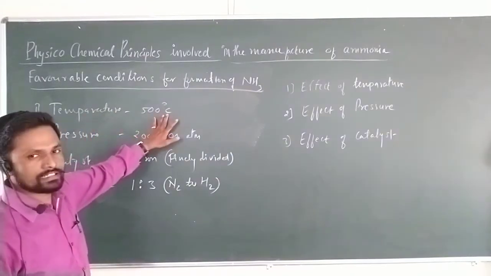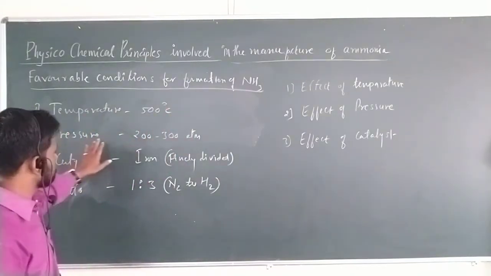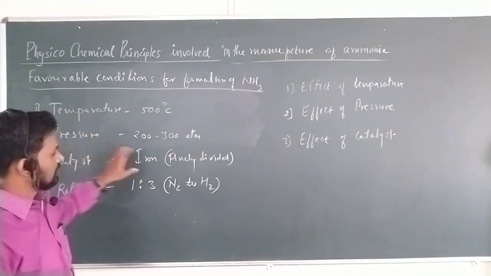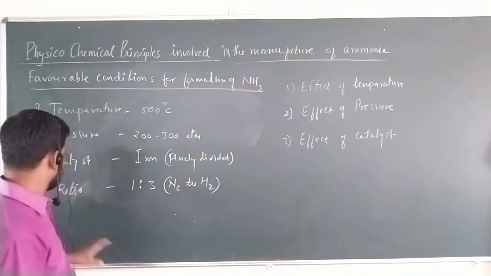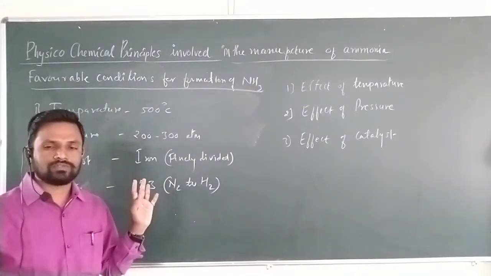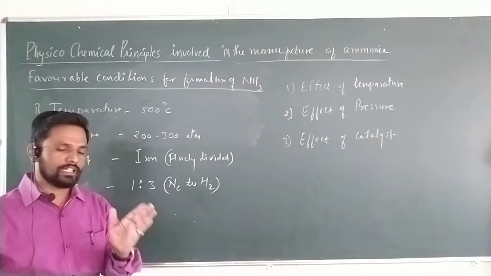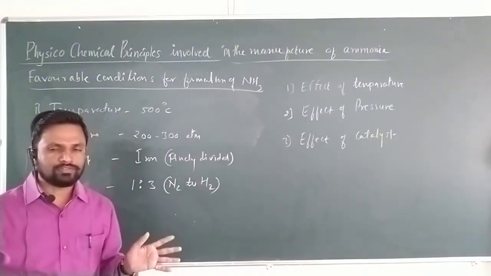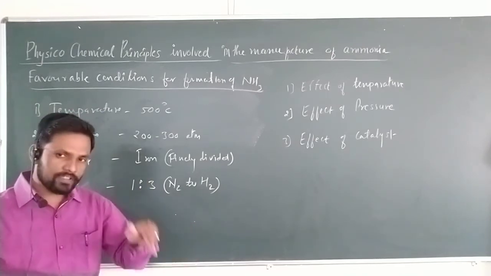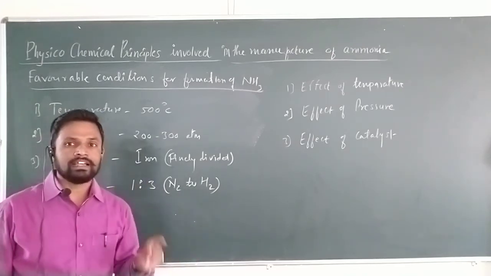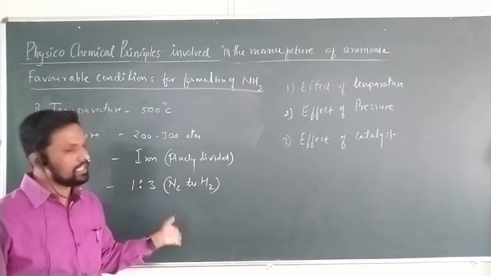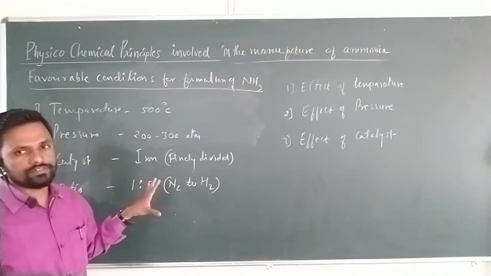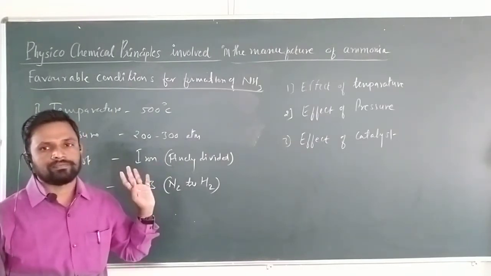Temperature should be 500 degrees Celsius. This is an optimum temperature. The pressure is 200 to 300 atmospheric pressure. This is also optimum pressure. Catalyst, finely divided iron is used, and the ratio of the raw materials should be 1:3, meaning 1 volume of nitrogen and 3 volumes of hydrogen. It gives 2 volumes of ammonia, that is, the formation of ammonia is with evolution of plus 92 kilojoules of heat, which is an exothermic reaction in the forward direction. Okay. So, these are the things regarding the manufacture of ammonia.